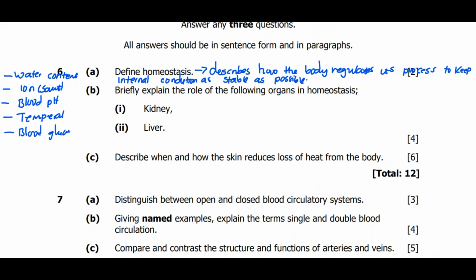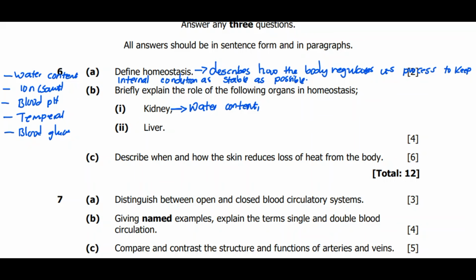So now let's look at question B. Briefly explain the role of the following organs in homeostasis. The first one, the kidney. From these internal conditions, which conditions can be maintained or helped to be maintained by the kidney? We know that the kidney has to do with urine formation. So it may help us to maintain water content.